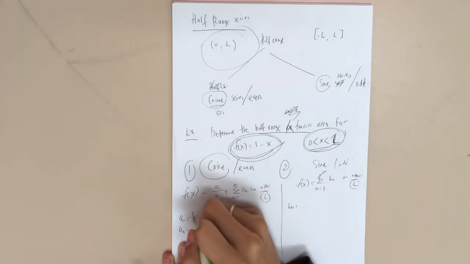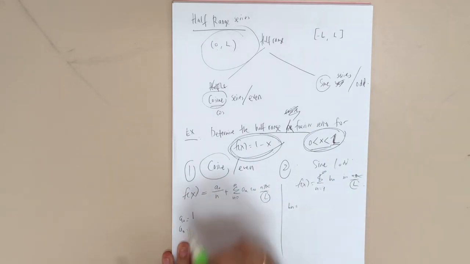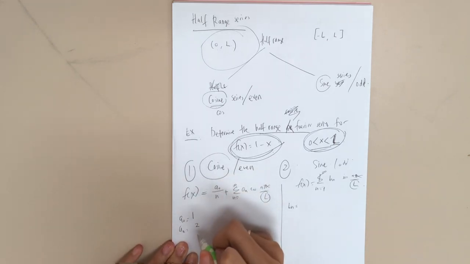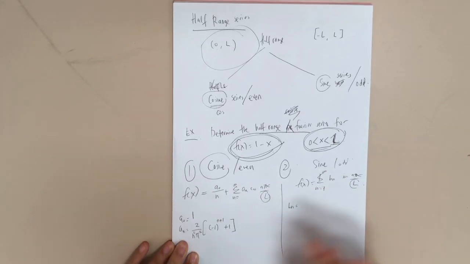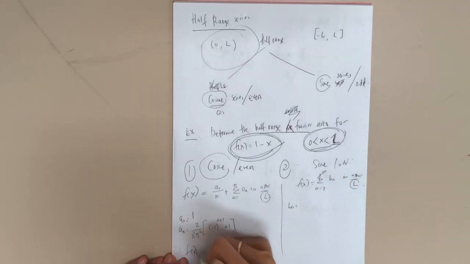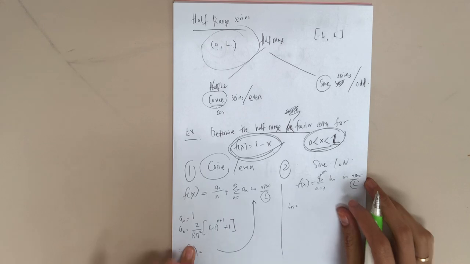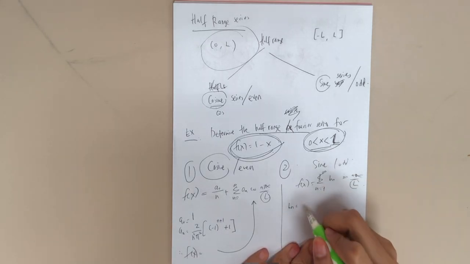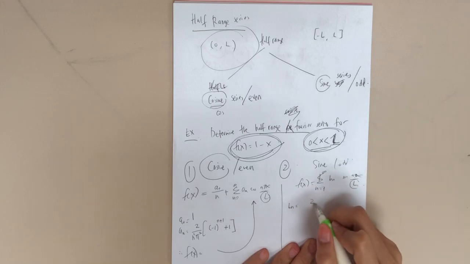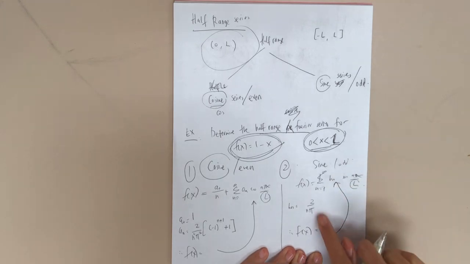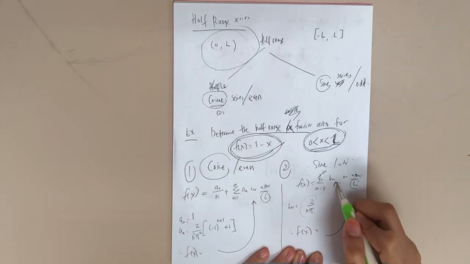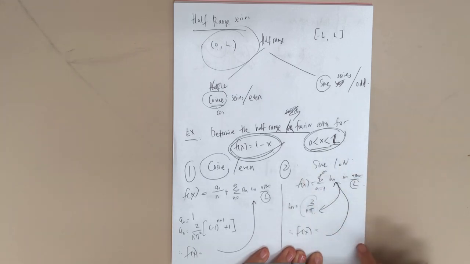So a0 here is 1. an here is quite complicated: 2 over n squared pi squared, and in the bracket we have (-1) to the power of n plus 1, plus 1. Then you substitute a0 and an back into the function. For the sine series, your bn is equal to 2 over n pi. Therefore, for your function f(x), you substitute this bn into the sine series, so your function is this one.